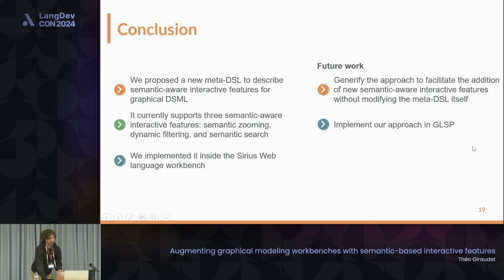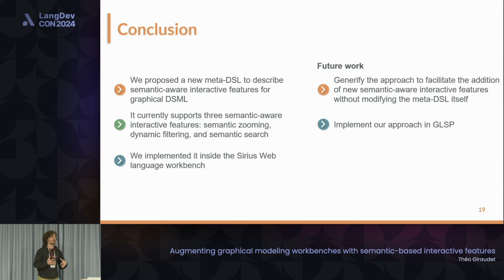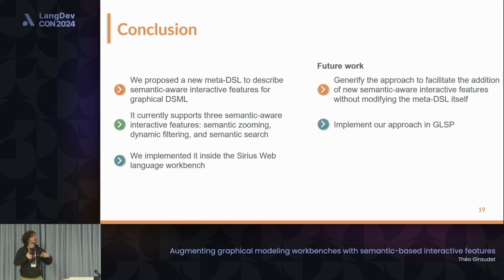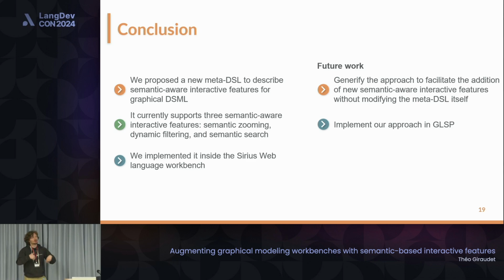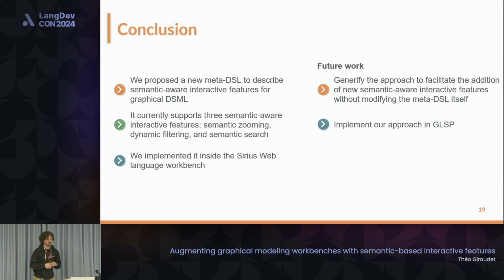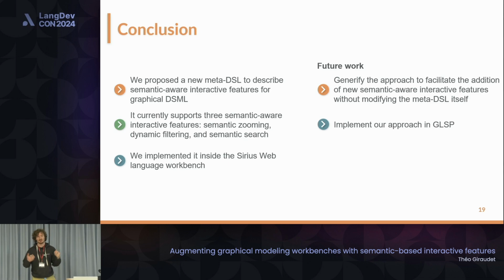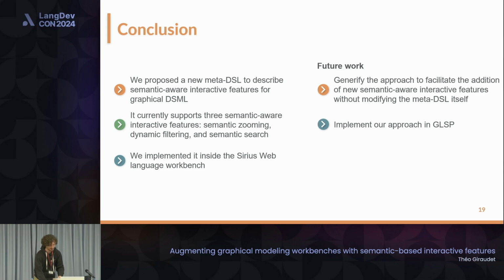So for future work, we want to generify our approach. Currently, as I said earlier, we coded that inside the meta model, but we want to extract what we have done from this meta model to have a more generic meta model, with the idea to be able to add new semantic-aware interactive features through a library. And finally, one other idea we have is to implement our approach in GLSP, or maybe LionWeb, with the idea to be able to support more language workbenches than Sirius Web itself.